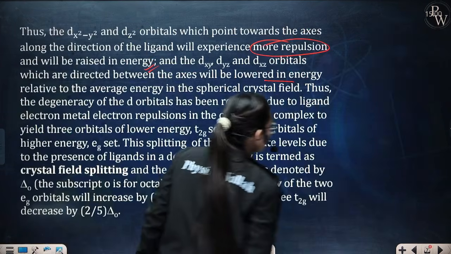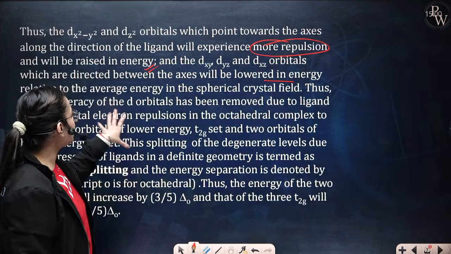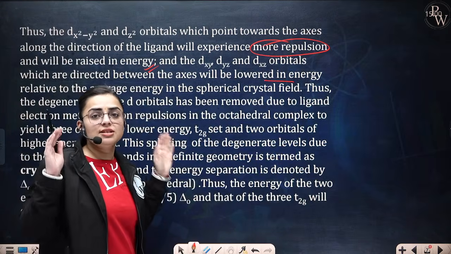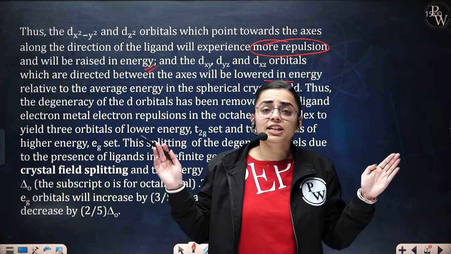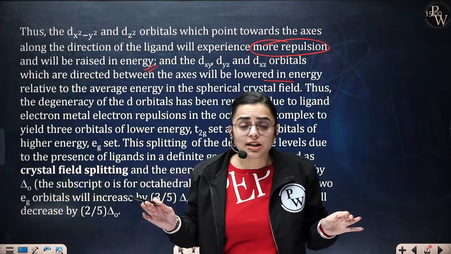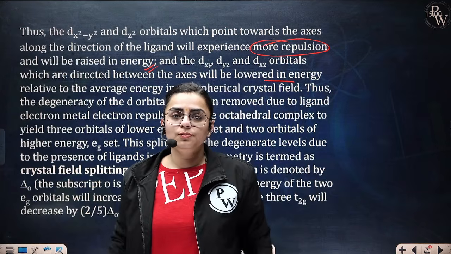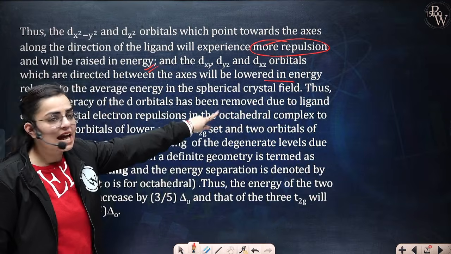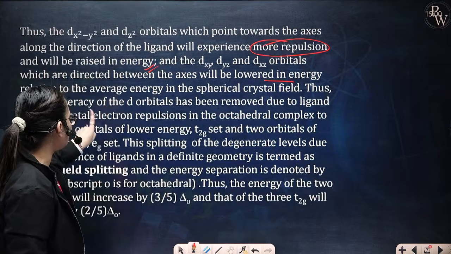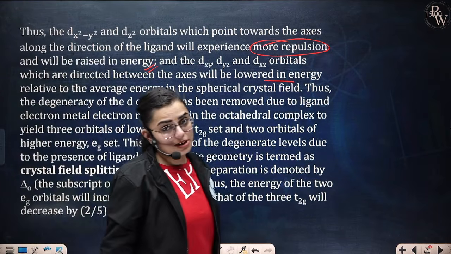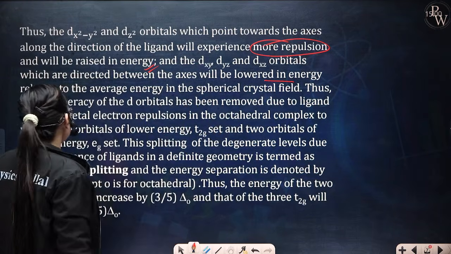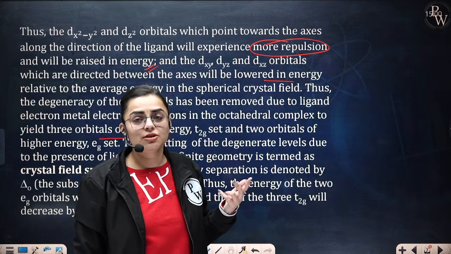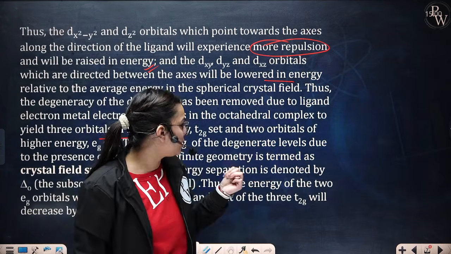Now let us see over here. Next thing. Thus, the degeneracy of the d orbitals has been removed due to, now degeneracy was what? Degeneracy was equal energy in all the d orbitals. That was degeneracy. Now what happened, students? It broke down. How did it break down? It is mentioned over here. Thus the degeneracy of the d orbitals has been removed due to the ligand electron, metal electron repulsion in the octahedral complex, to yield 3 orbitals of lower energy. Now, which 3 orbitals had the lower energy? dxy, dyz, dzx. Great.